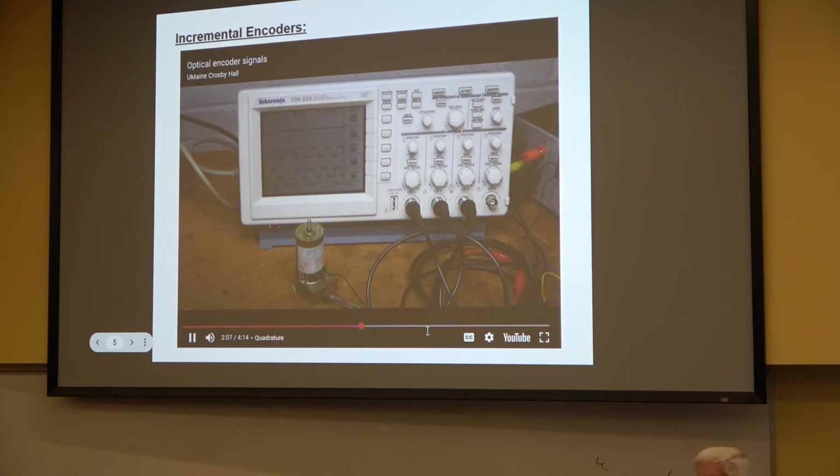Another thing I'd like you to notice is that these are 50% on, 50% off pulse trains. So these are not pulse width modulation. Don't get the idea that as I speed up, the duty cycle is going to change. And in fact, let's watch what happens. I'll increase the voltage to the motor.